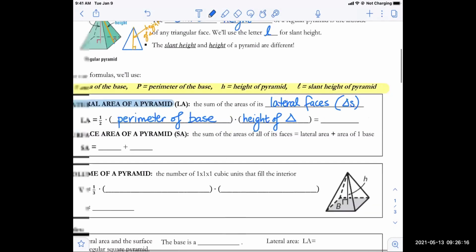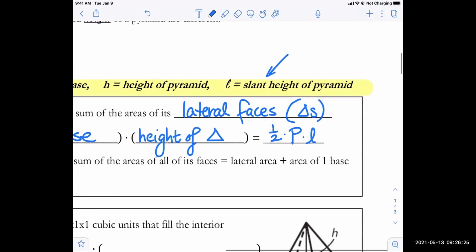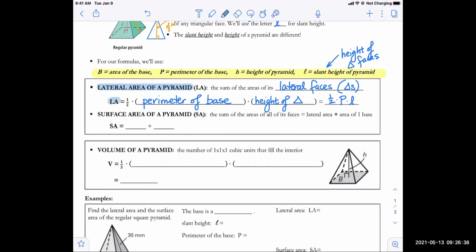Okay, so it's going to be 1/2. The letter we use for perimeter of the base is capital P, and the height of the triangle is actually the slant height. The slant height represents the height of the triangular faces. That's what slant height is representing. So lateral area is 1/2 perimeter times slant height.